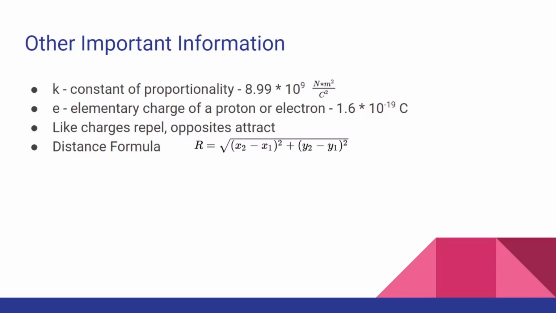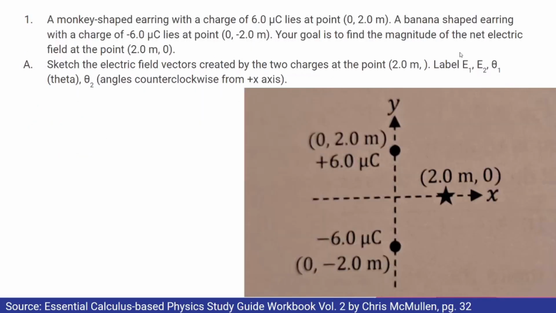A monkey-shaped earring with a charge of 6 microcoulombs lies at a point 0, 2 meters. A banana-shaped earring with a charge of negative 6 microcoulombs lies at a point 0, negative 2 meters. Your goal is to find the magnitude of the electric field at a point 2 meters, 0.